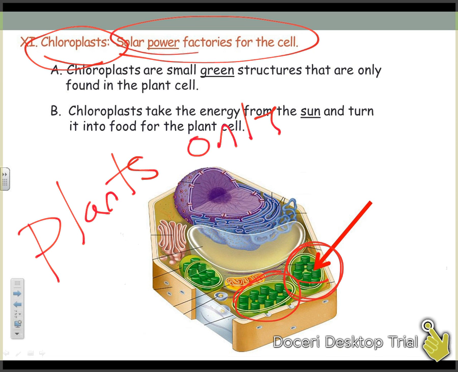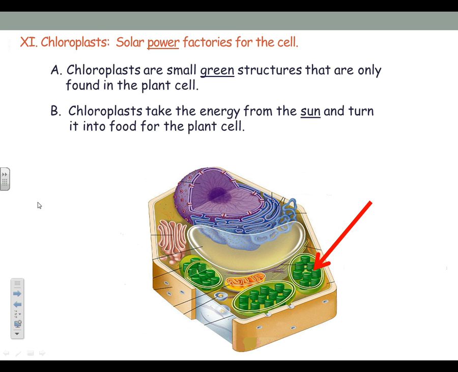A good way to remember that is we're not green. These chloroplasts give plants that green color in their leaves. Okay, we obviously are not green. We don't look like little green men or Martians. We do not have chloroplasts in our cells. So chloroplasts found in plant cells only, responsible for photosynthesis.